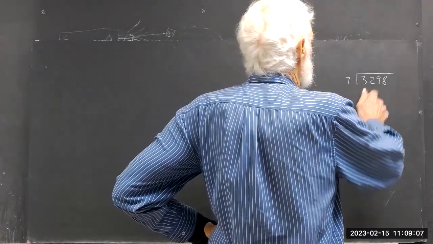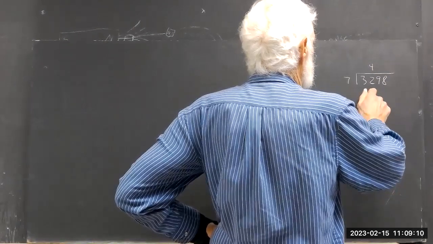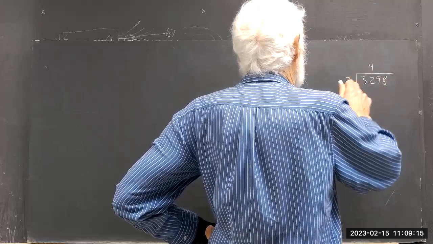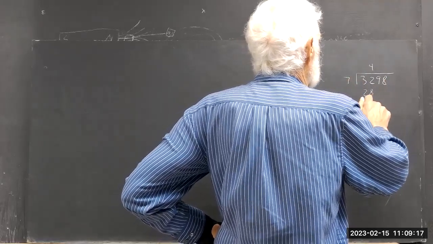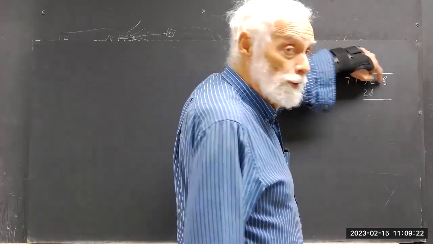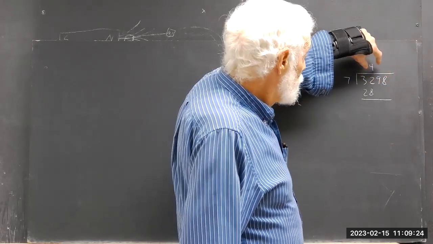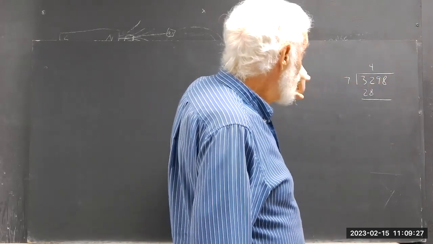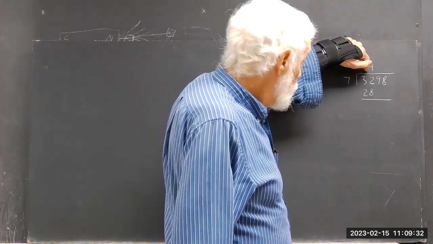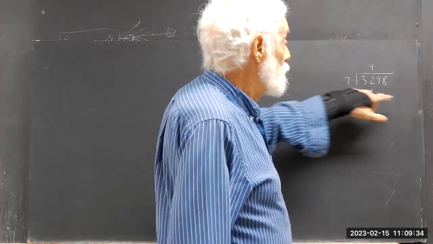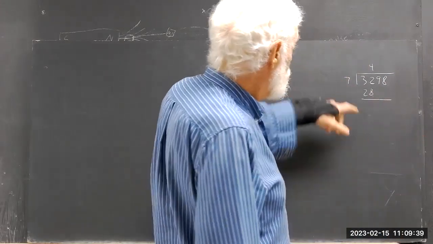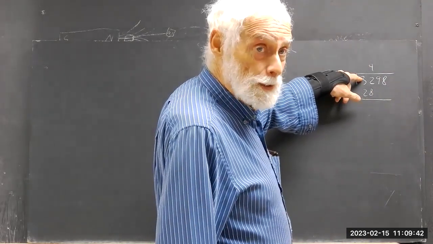7 will go into 32 4 times. Meaning if you put a 4 here, you're going to have 4 times 7 is 28. And that effectively gets you 2,800 out of this. You want to make up a 3298, put a 4 in this position, that's going to be 400 and something. Well, 400 times 7 is 2,800. And we could even write 2,800 down here if we wanted to. So we've got 2,800 out of the 3298.